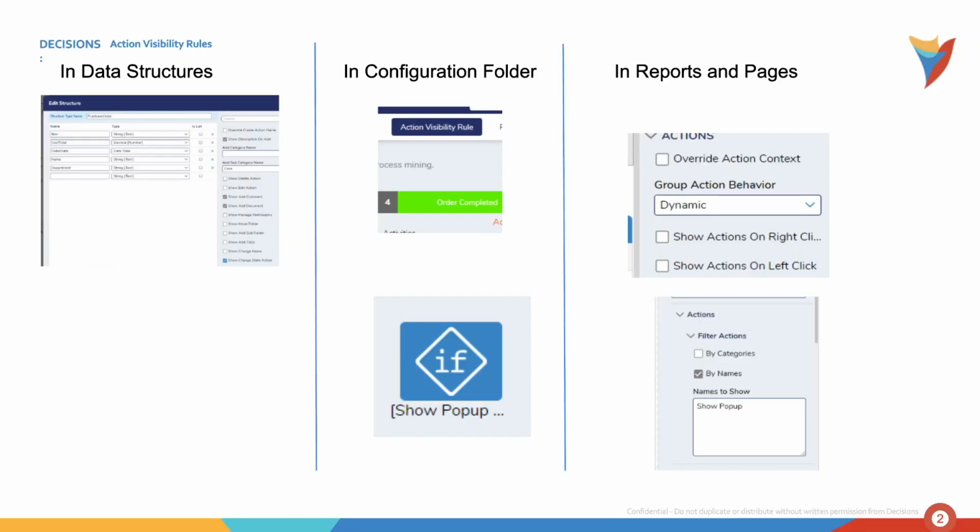So we're going to be focusing on these visibility rules in three sections here in decisions. We're going to be talking about them in data structures, in the configuration folder, and on reports and pages. So when thinking about action visibility rules, you want to contemplate who you want interacting with the data and how you want them interacting with it. You'll have use cases where you have no actions available, and you'll have other use cases where you have a ton of actions available. Let's take a look at some of these different use cases in decisions, starting at the data structure level.